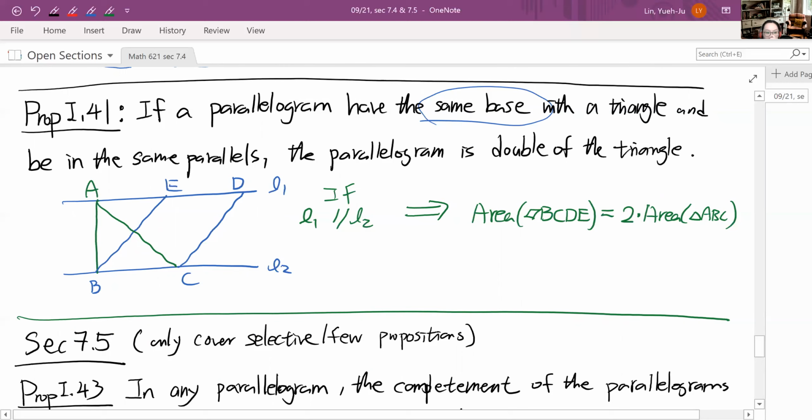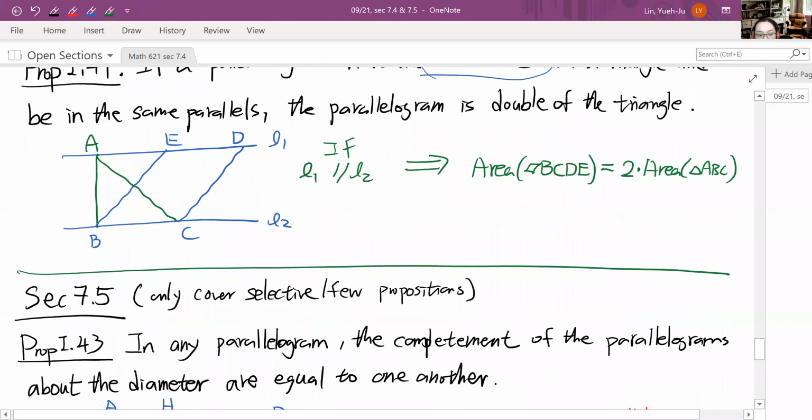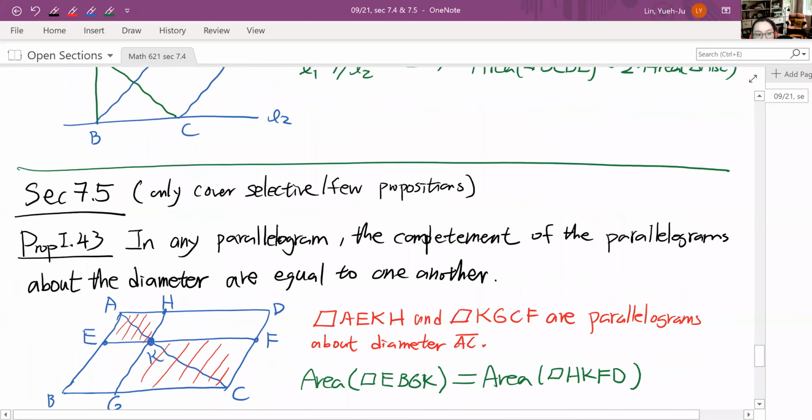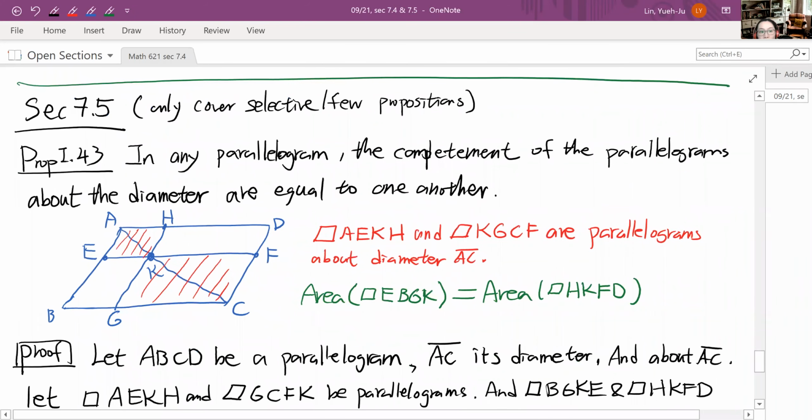Okay, so for 7.5, as I said, I really only want to prove two things. And today, unfortunately, we are only going to have time to do one of them. So the first one is this, 1.43. Okay, so this might be something a little bit spatial in the sense that you may not have seen this before, but intuitively from the picture, you can probably guess it or see it.